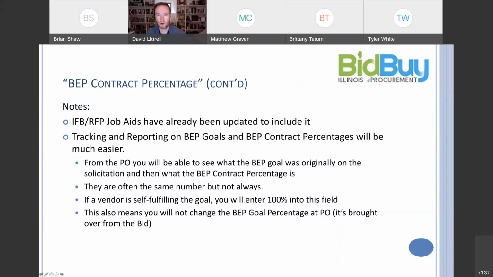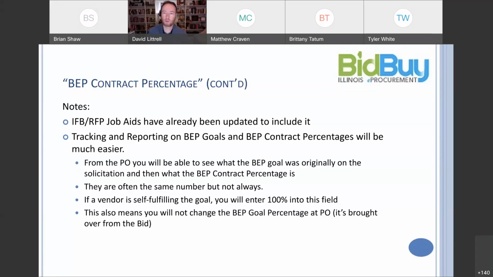Let me go to the next slide. We have a couple notes regarding this. The job aids have already been updated to include it, so there's no change in the job aids. We made the change a month ago when we made the field available, but now we just want to let you know that it will be a hard stop if you don't complete that field. It's a required field, so you'll get a little pop-up if you try to save and continue without having completed that field.